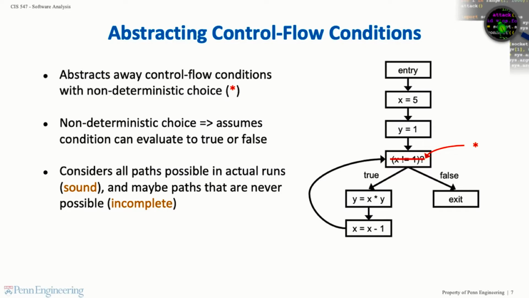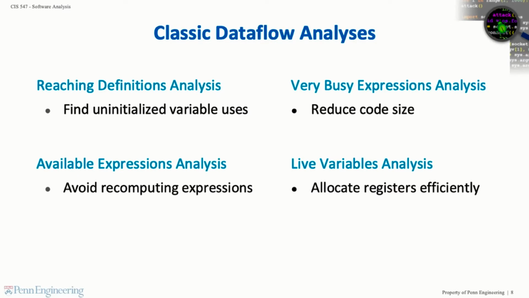Now let's look at some popular data flow analyses and how they are used in compilers and bug finding tools. We will illustrate how data flow analysis computes properties on a control flow graph through a series of 4 classic data flow analyses in the literature. These analyses are reaching definitions analysis, very busy expressions analysis, available expressions analysis, and live variables analysis.